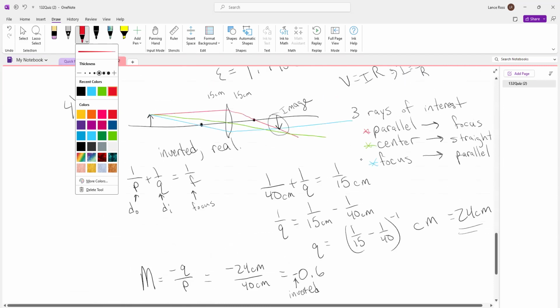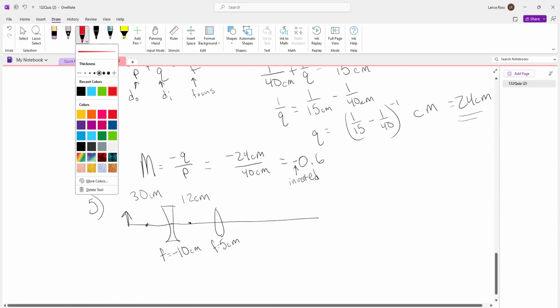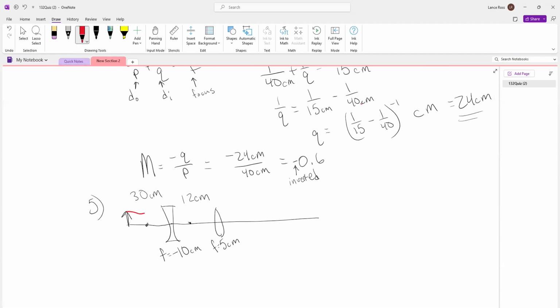So I'm going to start just like we did before. I come in parallel. For a diverging lens, though, I treat it as if I came from the focus. So it's going to go out this way, and my diagram's not really big enough to do this. This would be the line for this lens and the foci for the second lens. Well, they're going to overlap, aren't they? Because they're only 12 centimeters apart. I should have color-coded my lenses.